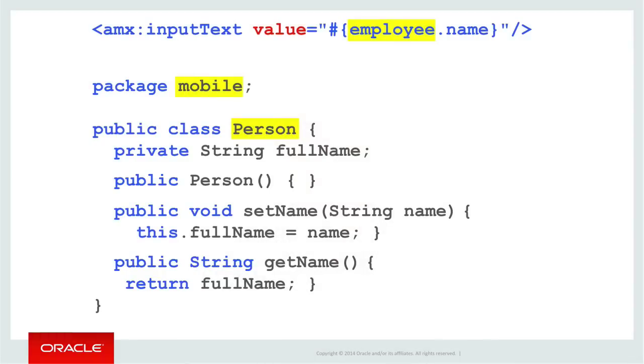Now the code doesn't look that complex, does it? But it does raise two questions. Firstly, how does the EL expression employee know to map to the mobile package's person class? Second, how does the EL expression name access the private instance variable full name when access is provided through functions called setName and getName?